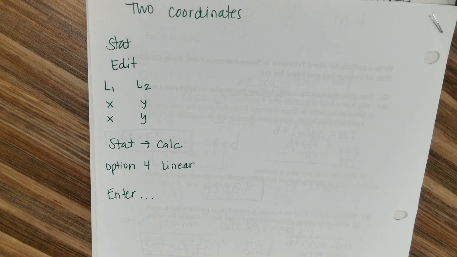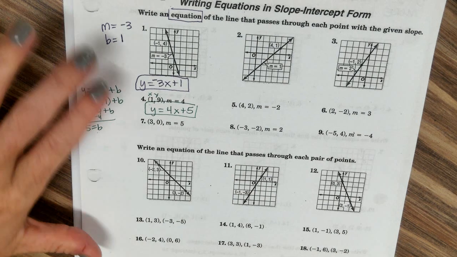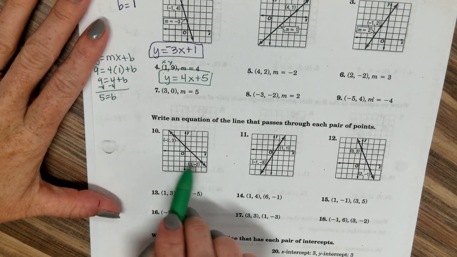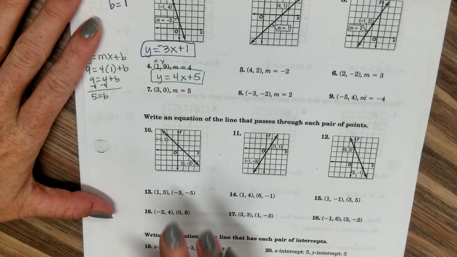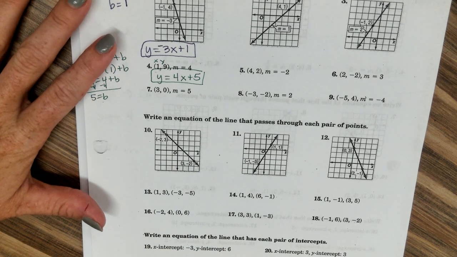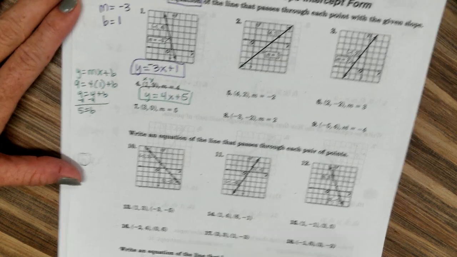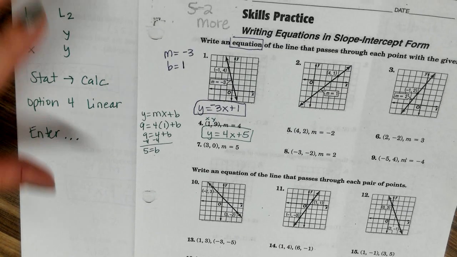It's actually really easy. It's actually much easier than having to solve for slope, solve for b. It's going to give you the m and the b. Okay? So let's go practice it by doing number, you want to do number 10? Did they give us 2 points? Yes, they did. So we're going to do number 10. So we're going to follow the steps that we wrote down, okay? All right, so where do I go in my calculator?